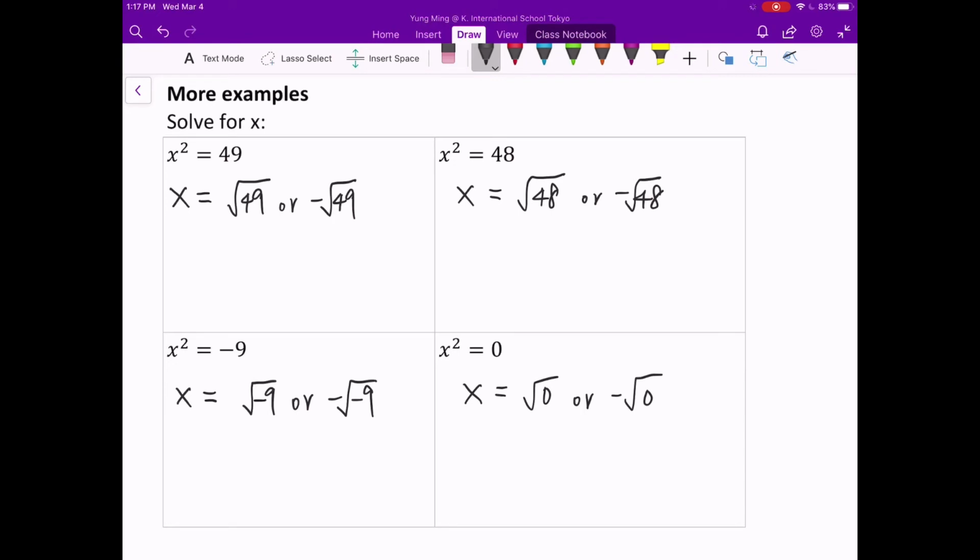So now we're going to look at each case and we're going to determine the answer. The first one is x equals square root 49. Square root 49, I think we know that is equal to 7. The minus version is just minus 7. There you go, you have your answer.